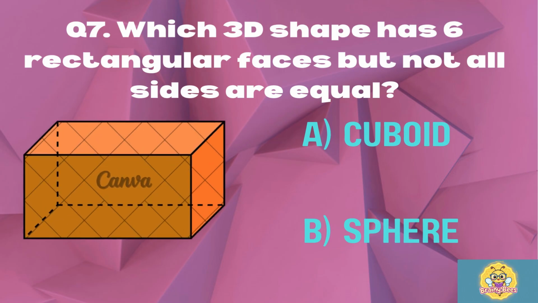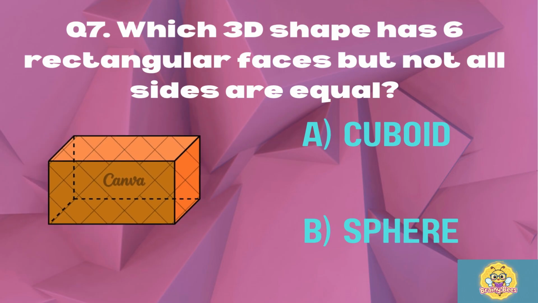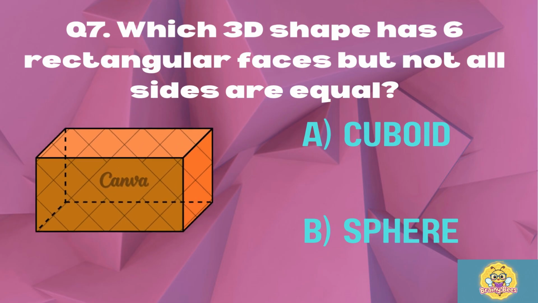Which 3D shape has 6 rectangular faces but not all sides are equal? A. Cuboid, B. Sphere.